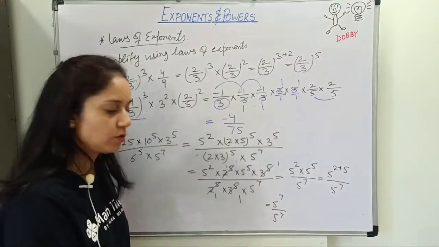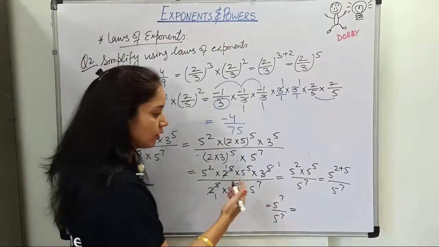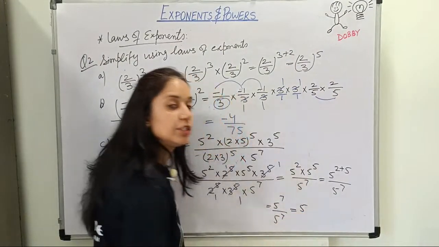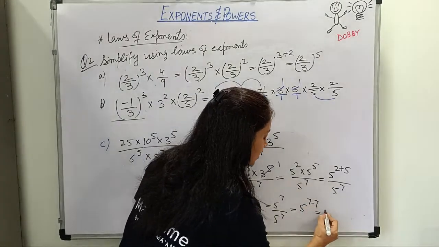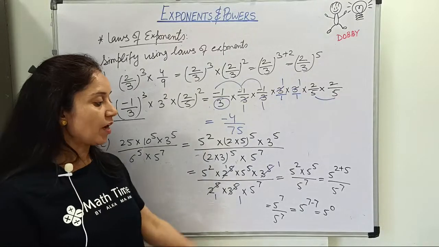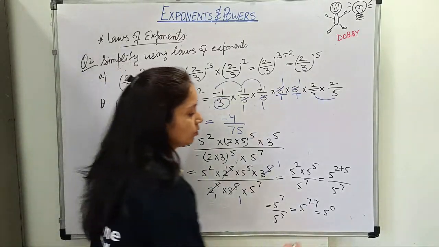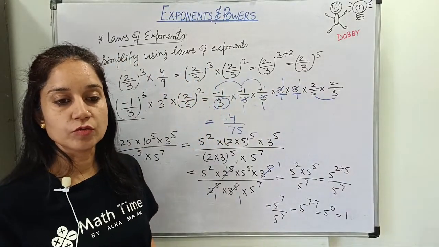You can do cuttings also. And actually we have to use the laws of exponents. So let us subtract. In division, we subtract the powers. So 7 minus 7 gives us 5 raised to the power 0. 5 raised to the power 0 equals 1. A rational number with power 0 is equal to 1.